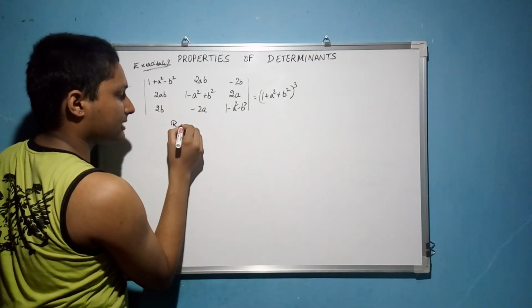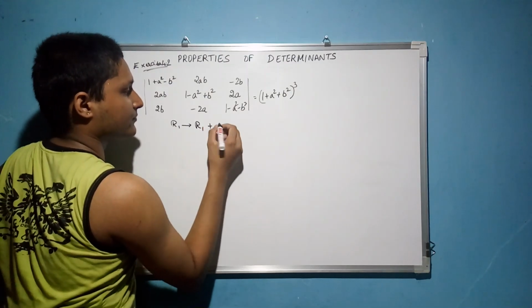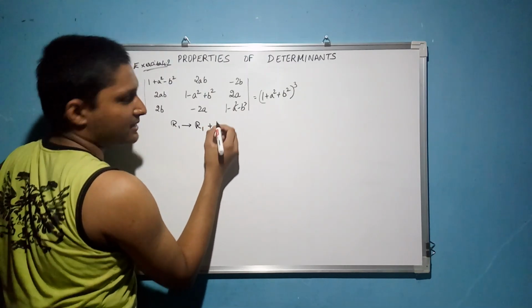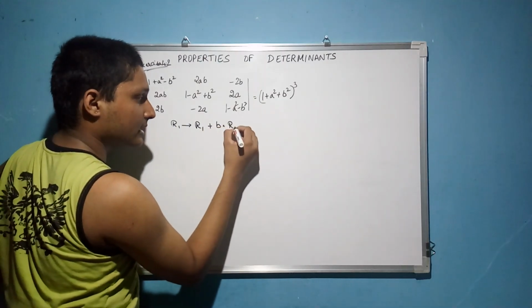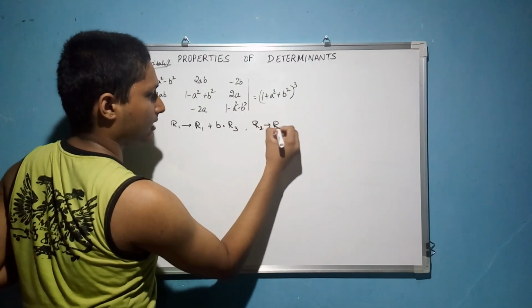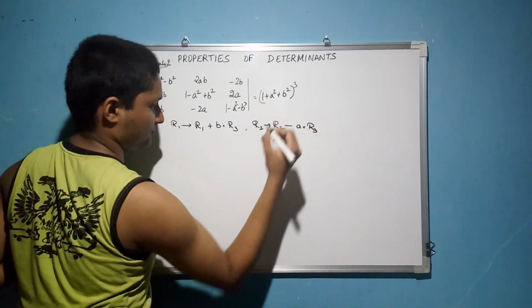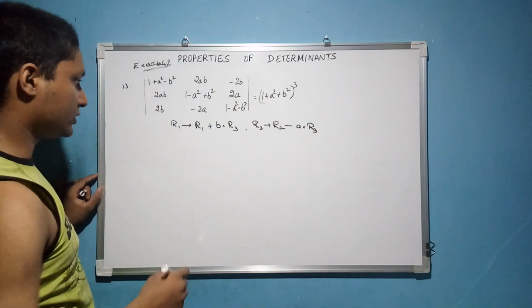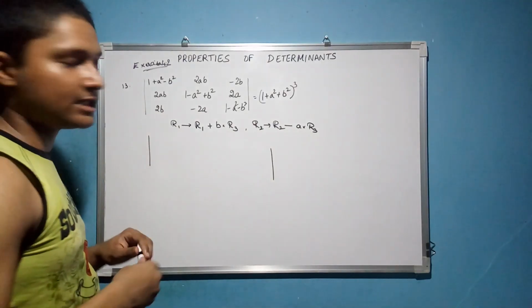So we'll take R1 to R1 plus b. b is some constant, right? So we're considering b into R3 and R2 to R2 minus a times R3. Okay, this operation I'm going to do now. So now we have got this operation, we need to do something.